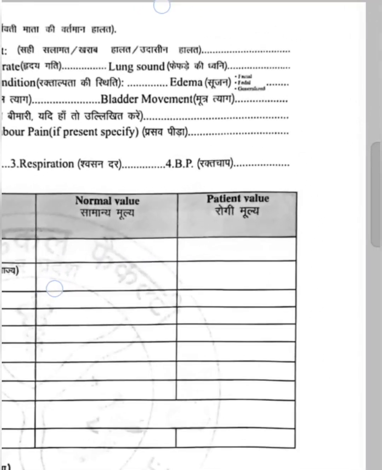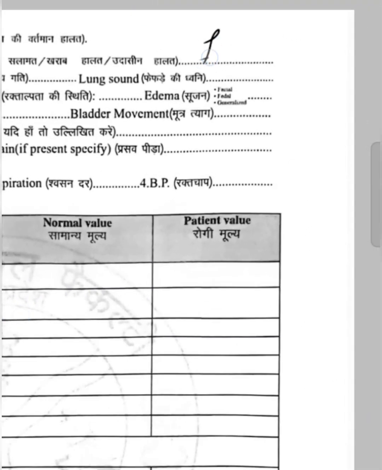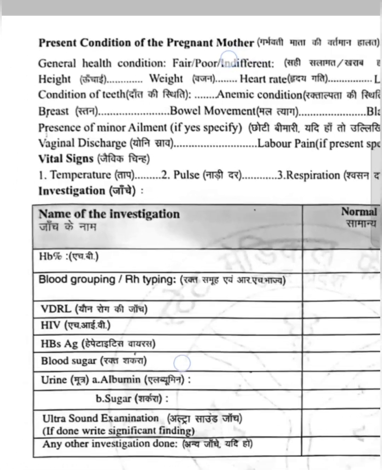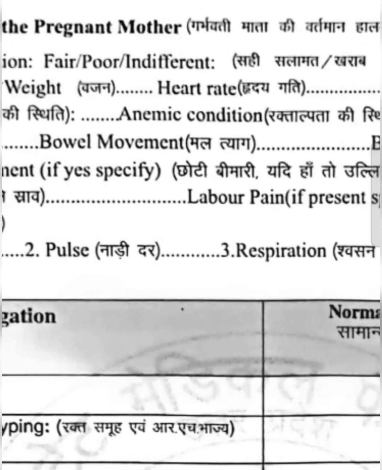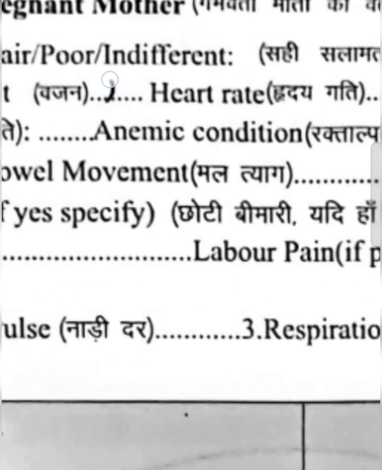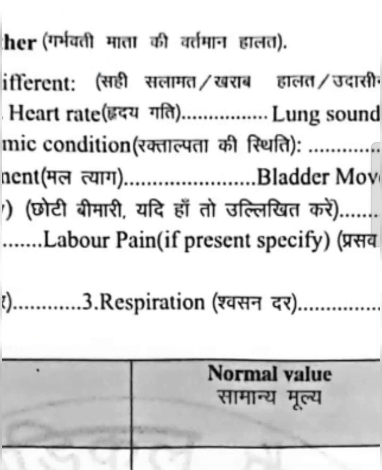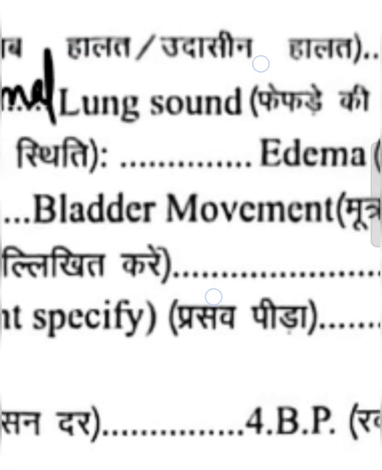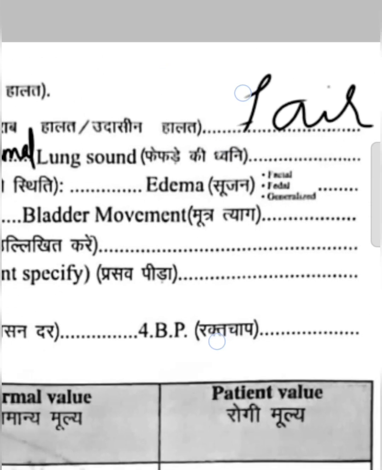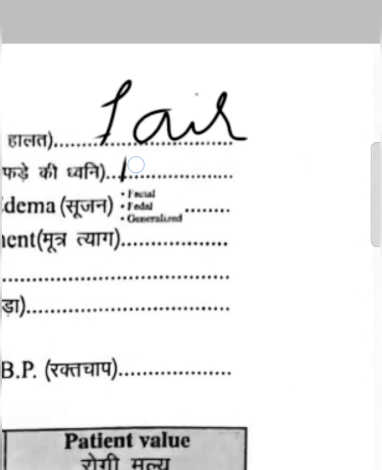Next page, look at here. So firstly, we need to write the general health condition of the mother. It's a fair condition. Height of the mother, I am giving 5 feet for the mother. Weight of the mother, she is 50 kg. Heart rate, her heart rate is normal. So that's why I am writing normal here. Lung sounds, that's also normal. Let us write it here, normal.